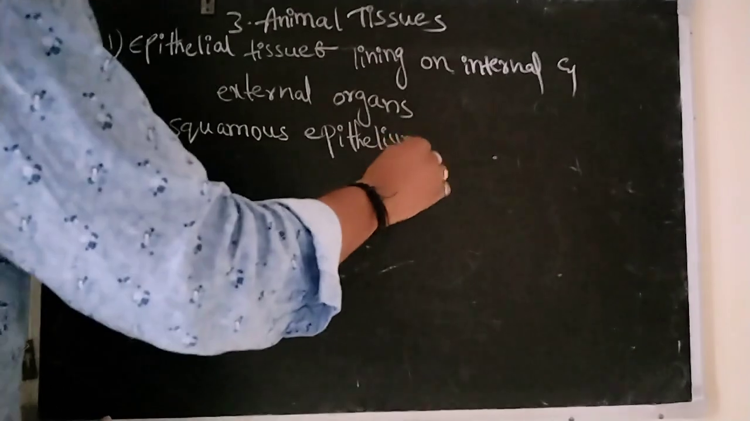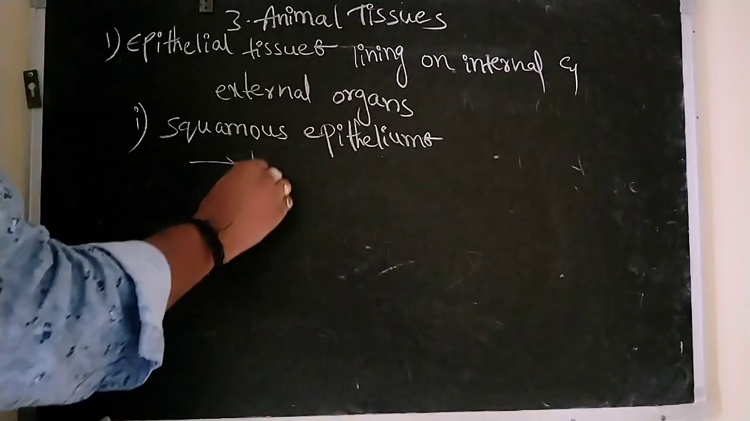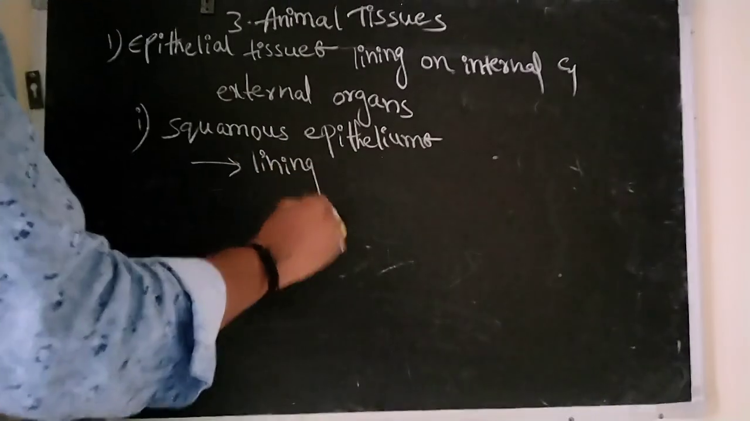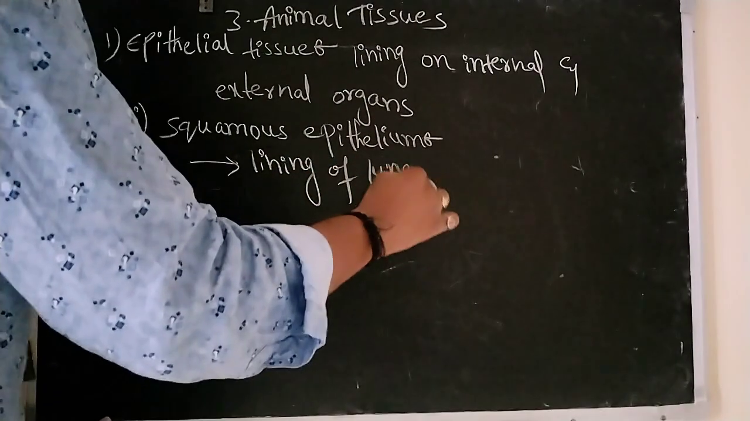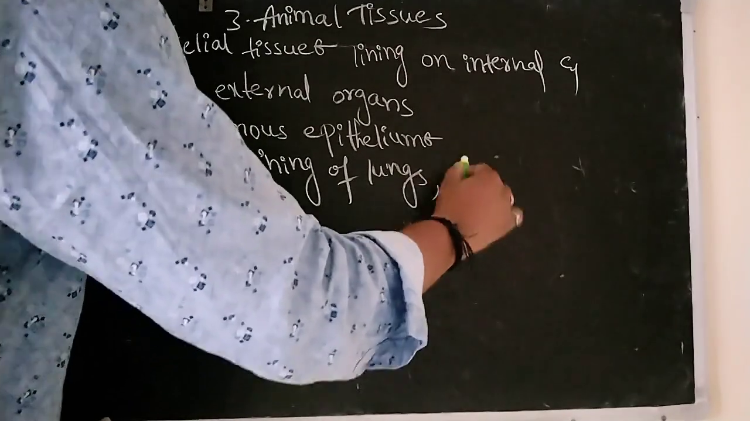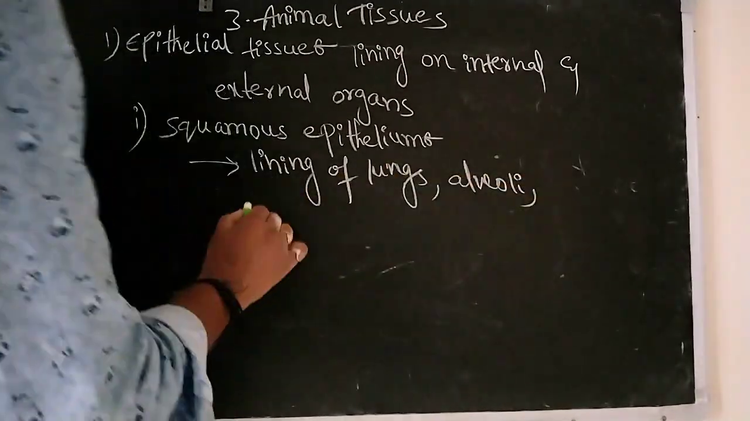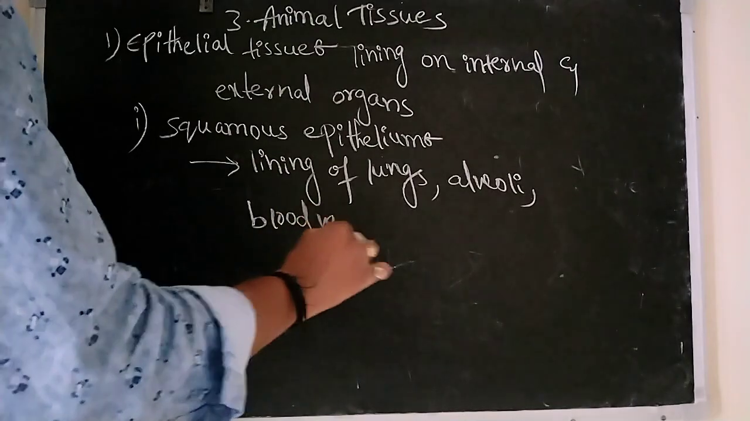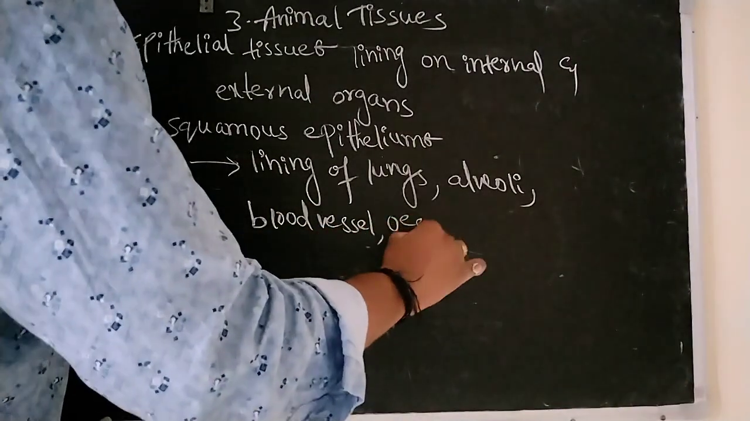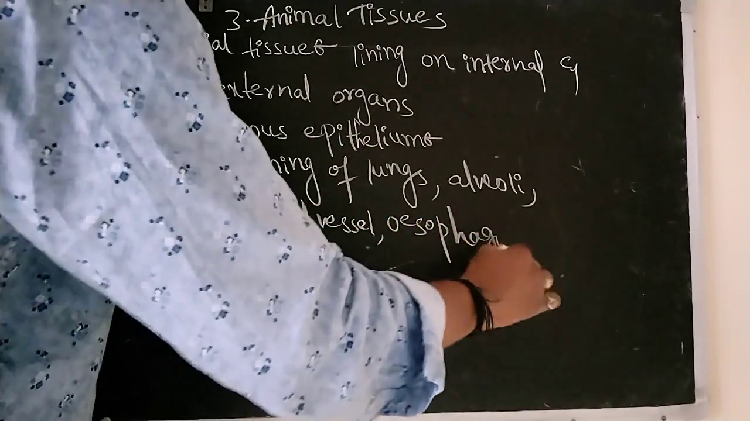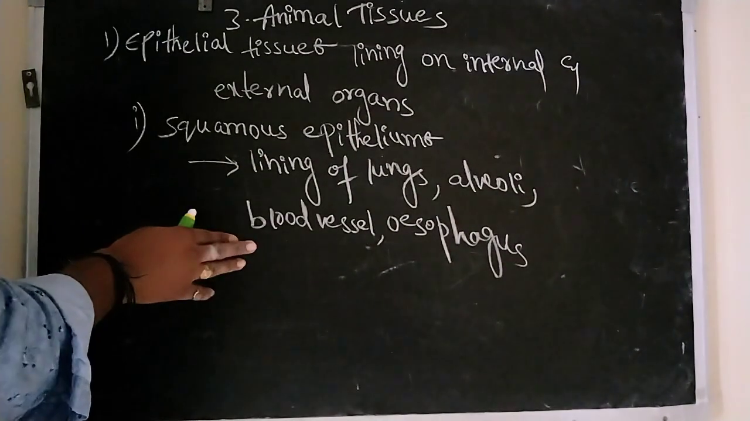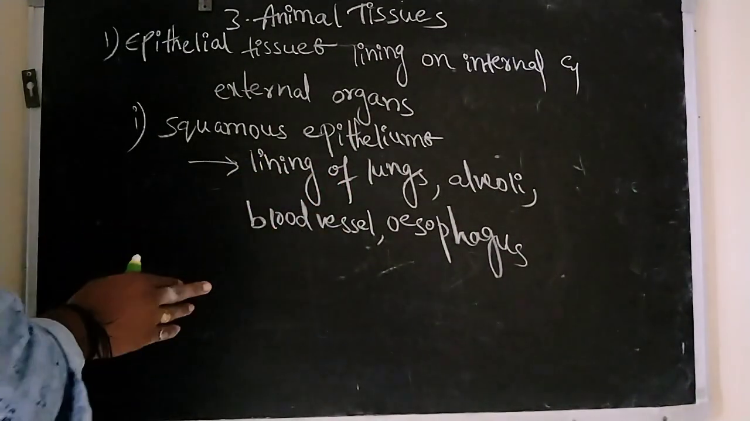The first type of epithelial tissue is the squamous epithelium. This epithelium is present as a lining of lungs and alveoli, blood vessels, and esophagus. Like this, in various internal organs, this epithelial tissue is present as a lining.